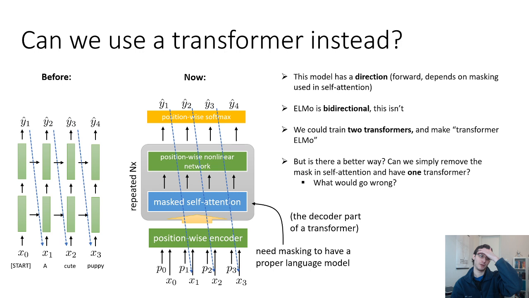So take a moment to think about this. If we're to train a language model, so a language model takes as input the tokens in a sentence, and its output at every time step is the next token. So that means that the full output sequence is just the input sequence shifted over by one. So if we do this, and we remove the mask in self-attention, so we have full self-attention like in the encoder for the transformer, what will go wrong? Why would this not make a good language model?